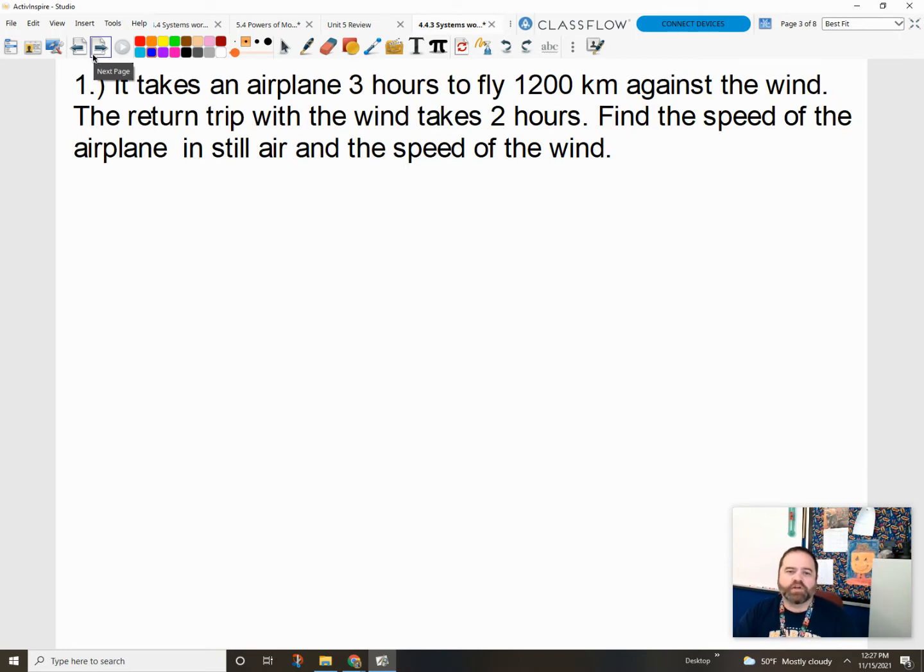Okay, so here's the first one. It says it takes an airplane 3 hours to fly 1,200 kilometers against the wind. So that means it's pushing into the wind, which slows it down. The return trip with the wind takes 2 hours. Find the speed of the airplane in still air and the speed of the wind.